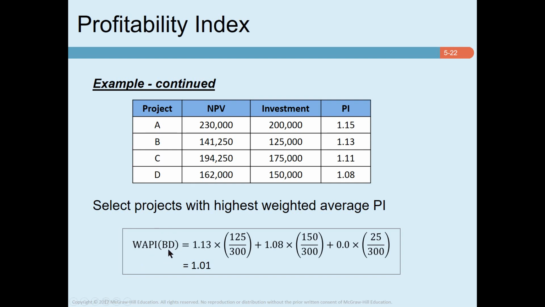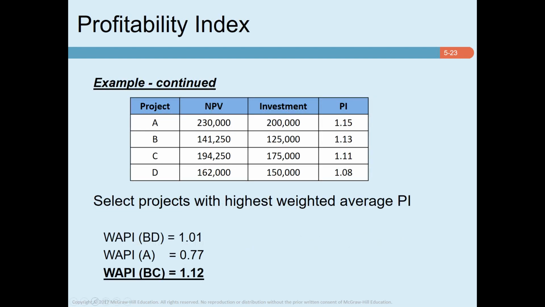So let's take this example of projects B and D. If we take projects B and D, then the weighted average profitability index is 1.01. How do we calculate that? For project B, 125,000 divided by 300,000 is the weight, and its profitability index is 1.13. For project D, 150,000, that's the investment, divided by 300,000, that's the total fund. That's the weight of this project, and 1.08 is the profitability index of this project. If we take these two projects, 125,000 and 150,000, that will require 275,000. Remaining is 25,000 divided by the total fund available, 300,000. We multiply it by 0, assuming that this 25,000 remains idle. It's not invested in any project. So if we calculate this weighted average profitability index, it's 1.01.